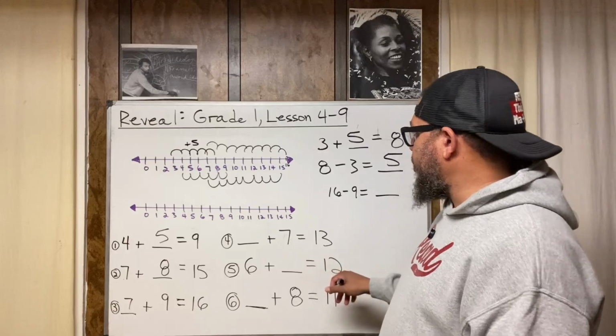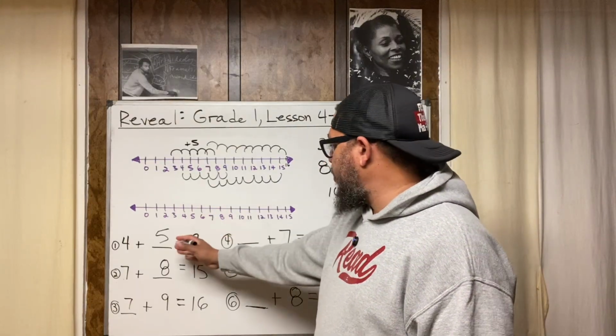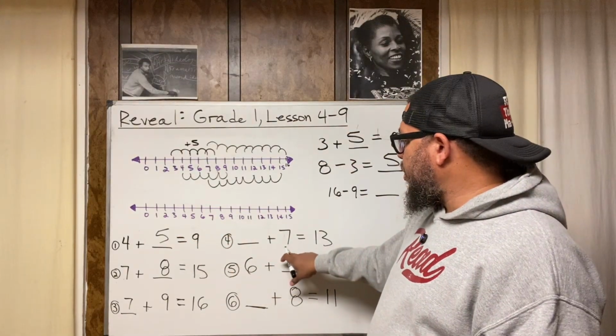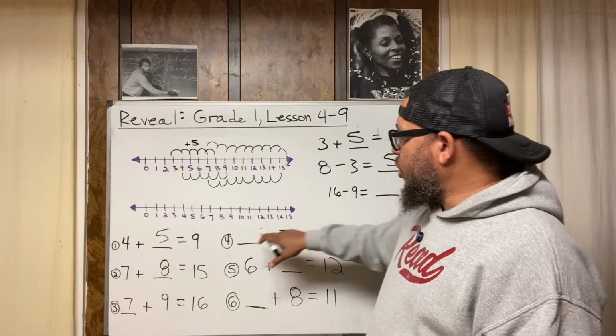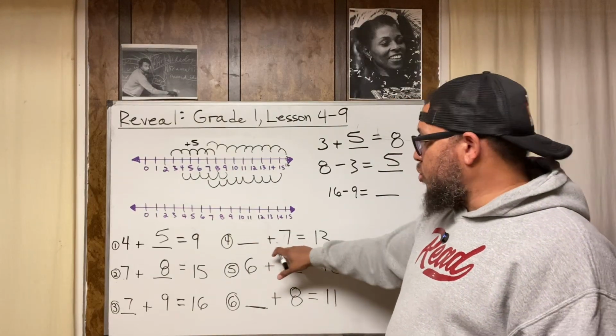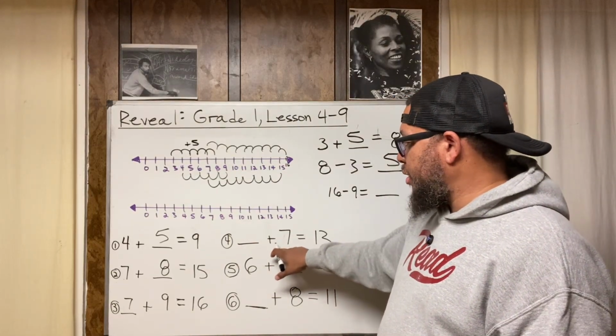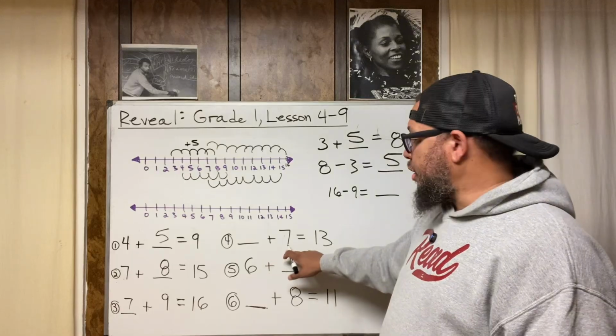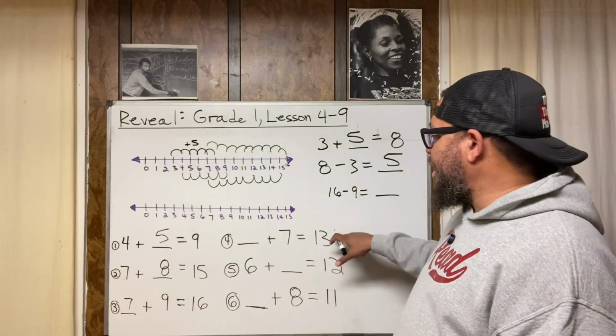So blank plus 7 is 13. Another one. We don't know the starting point. We know how far we moved and we know the ending point. We know how far we moved, 7 spaces to the right. Plus means move to the right. This is how far we went, 7 spaces. We ended up at 13.